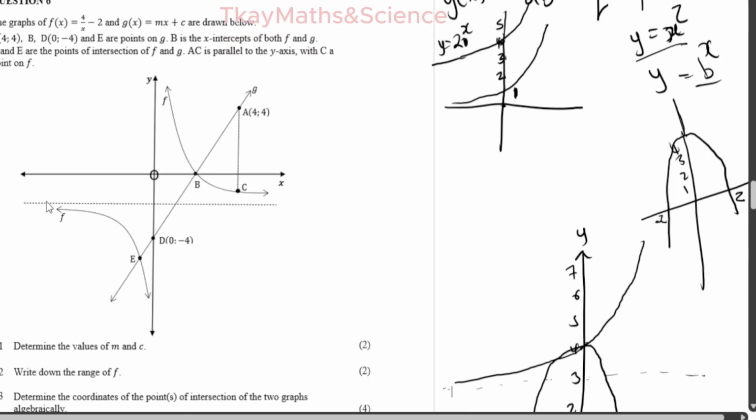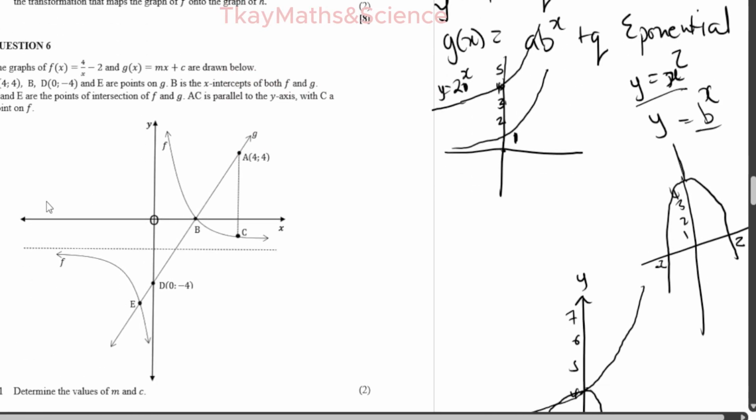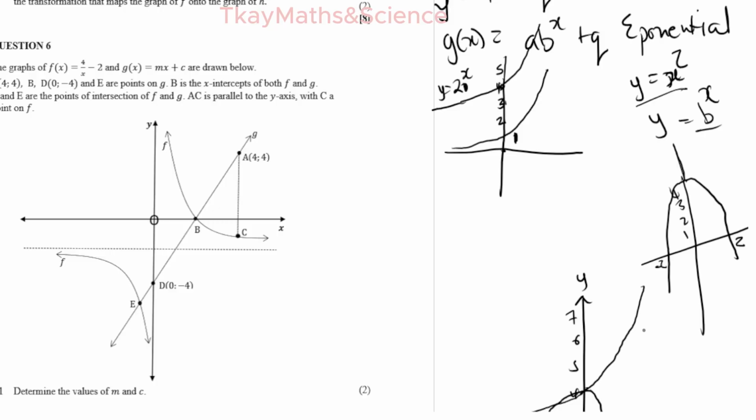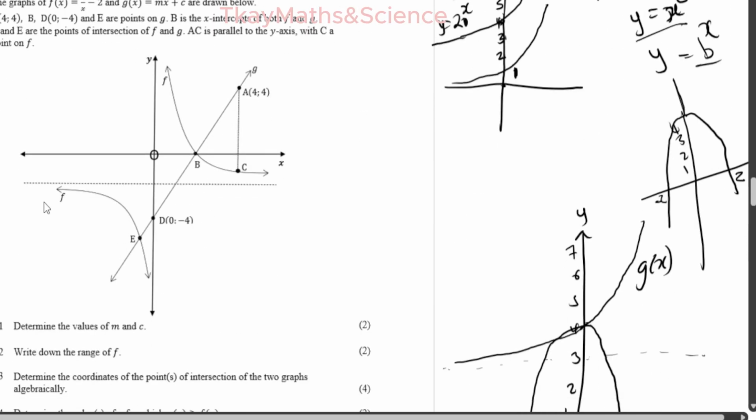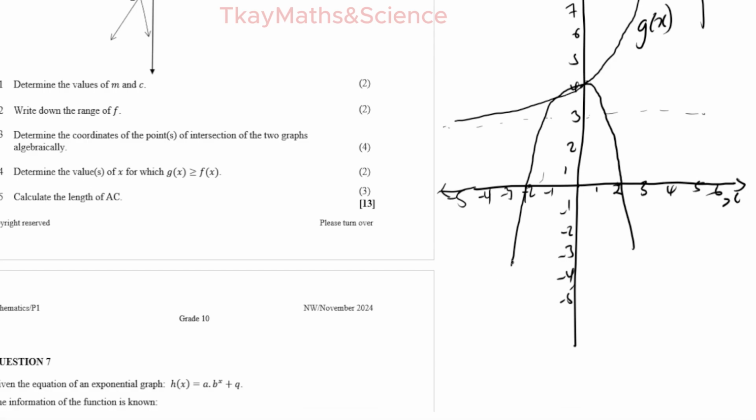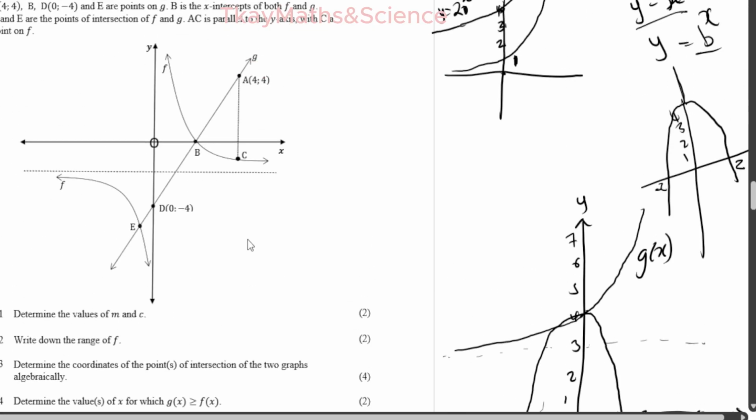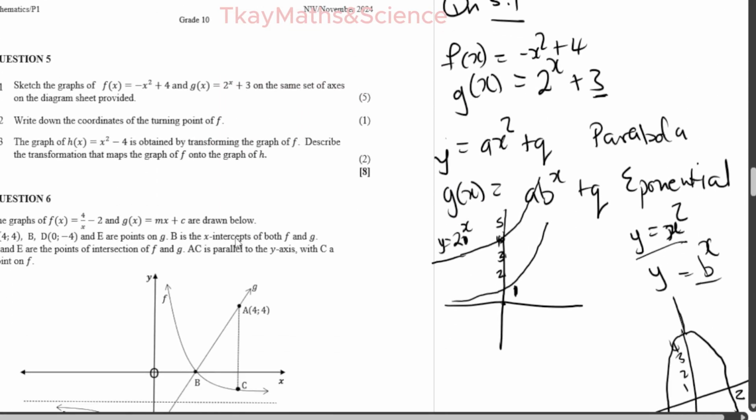So let's just write it here. g of x is equal to this one. This one is g of x, right? And that one is f of x. This one is f of x, just to highlight which one is which. Okay, so now we're going to go to the next one.